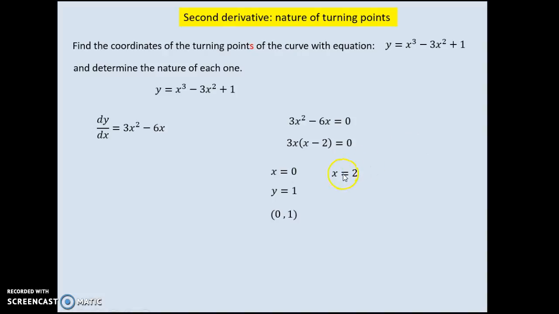And when x is equal to 2, again we substitute into the original equation to get the y value, and we get y to be minus 3. Therefore, the coordinates of this point would be 2, minus 3.